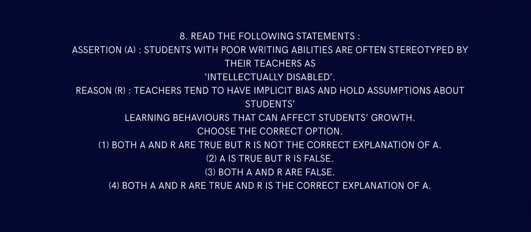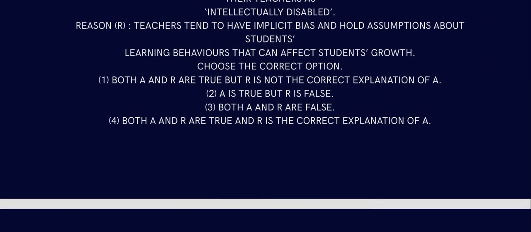Read the following statement. Students with poor writing abilities are often stereotyped by their teachers as intellectually disabled. The reason is teachers tend to have implicit bias and hold assumptions about students. Of course, that is true, that is a student's learning behavior that can affect student growth. Sometimes teachers assume and stereotype students as intellectually disabled when they have poor handwriting, and that does affect their growth.